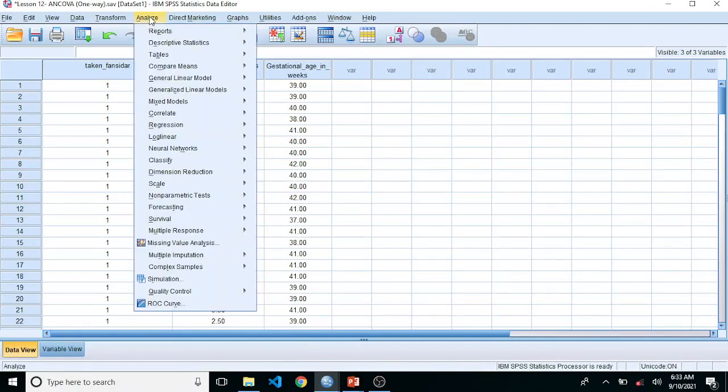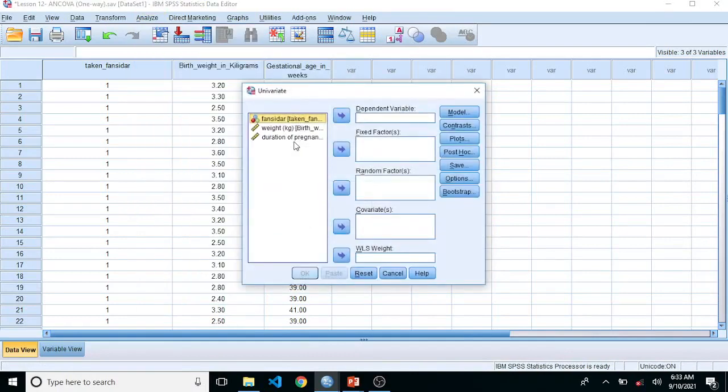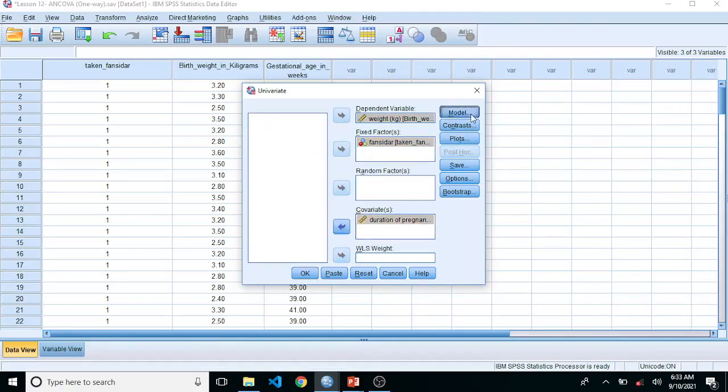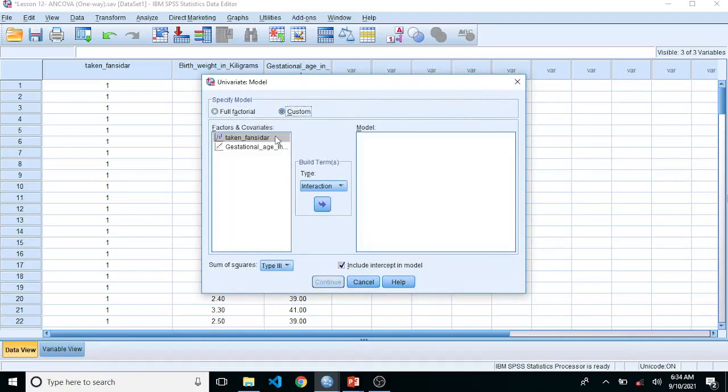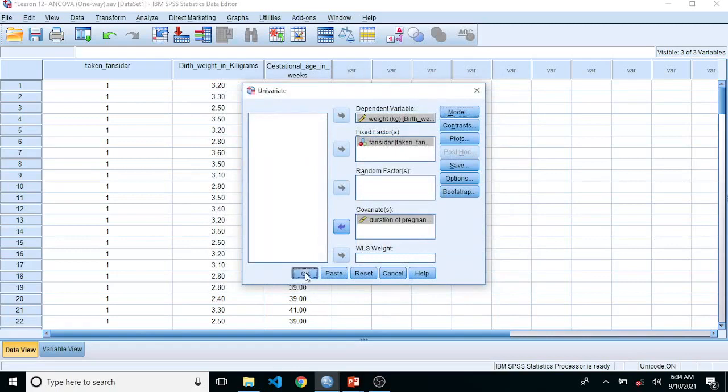It's similar to the ANCOVA itself. So we come to Analyze, General Linear Model, Univariate. Our dependent variable is weight in kilograms, and the fixed factor will be our consider group. The covariate comes down here. For the model, we'll rather go to Custom. Take the consider group to the model, we take gestational age to the model, and we want an interaction between the two. So we hold the control key, or the command key if you are on a Mac, you highlight both and send to the model. Click on continue and okay.